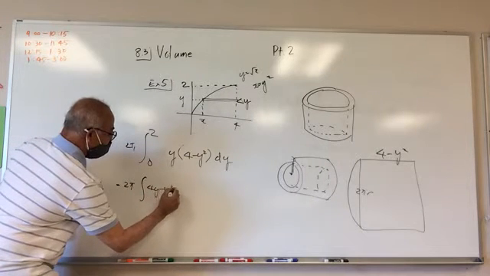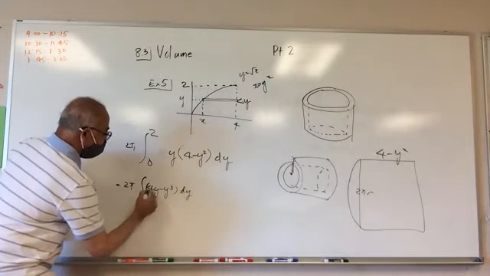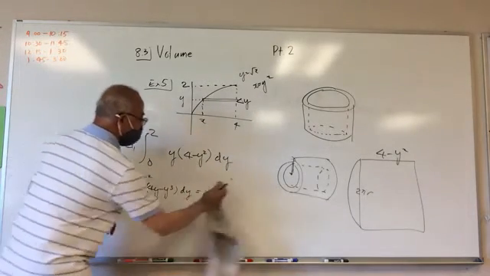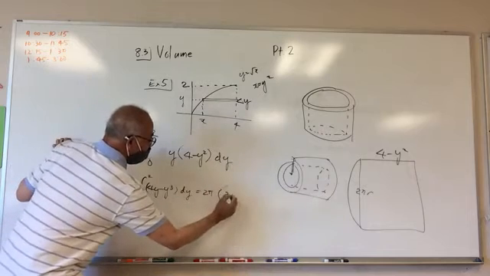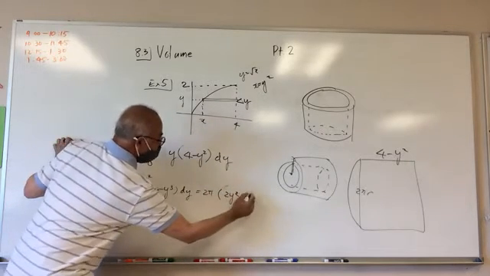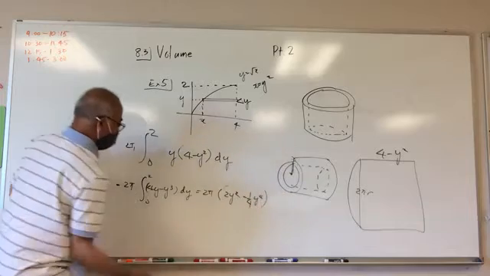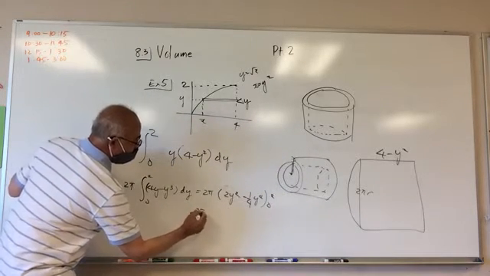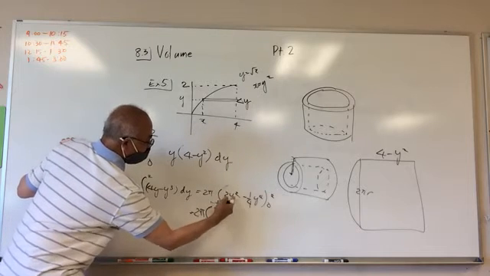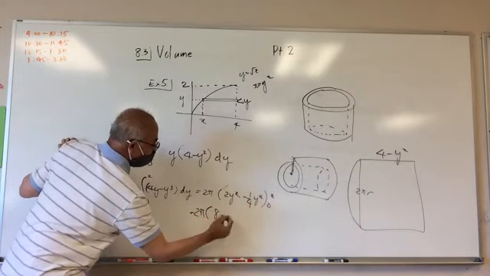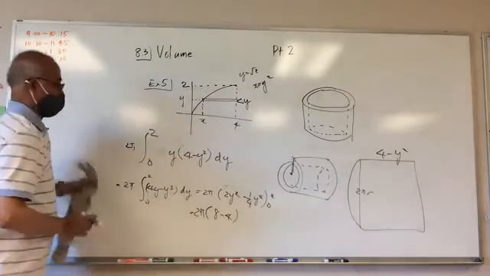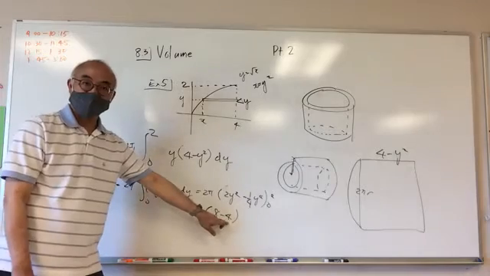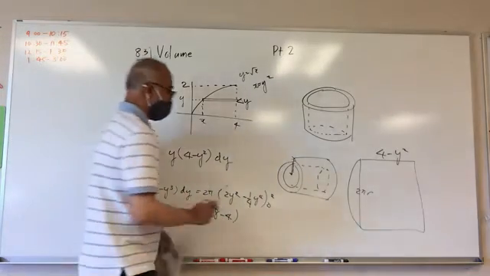The integral of 4y minus y cubed dy from 0 to 2, times 2 pi. So this becomes 2y squared, and this becomes 1/4 y to the 4th, from 0 to 2, times 2 pi. Plugging in 2, I get 8 minus 4, and with 0, I get 0. 8 minus 4 is 4, times 2 pi, so the answer must be 8 pi.